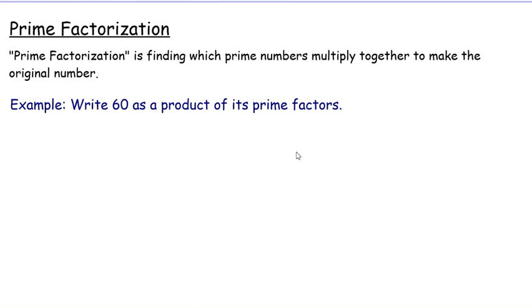Now, I want to start looking at prime factorization. Prime factorization is a process of finding which prime numbers multiply together to make an original number. So you'll be given an original number and you have to find prime numbers which multiply to get that number. Here is an example. Write 60 as a product of its prime factors.